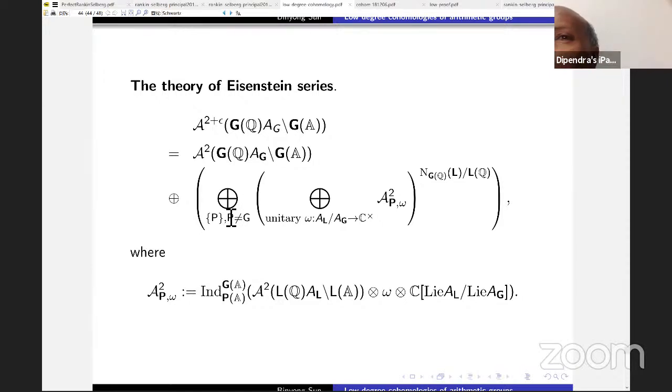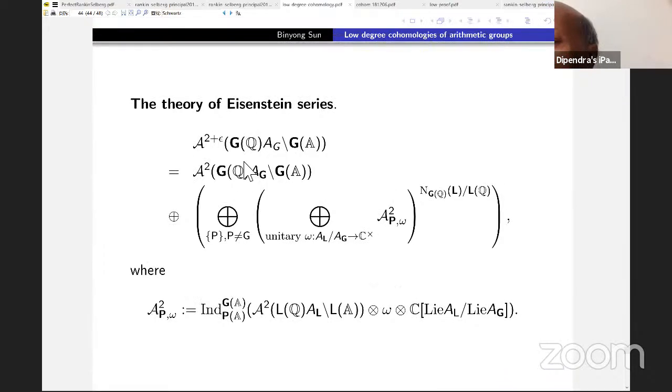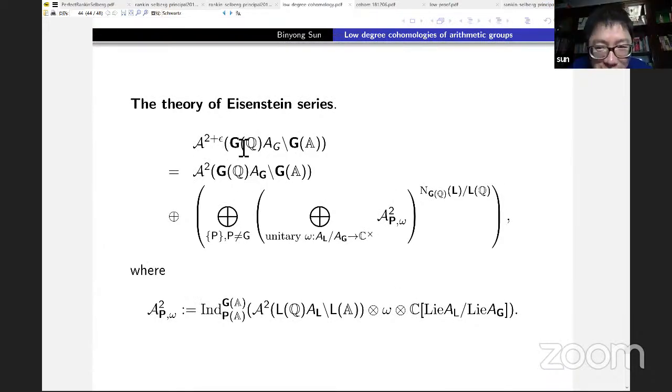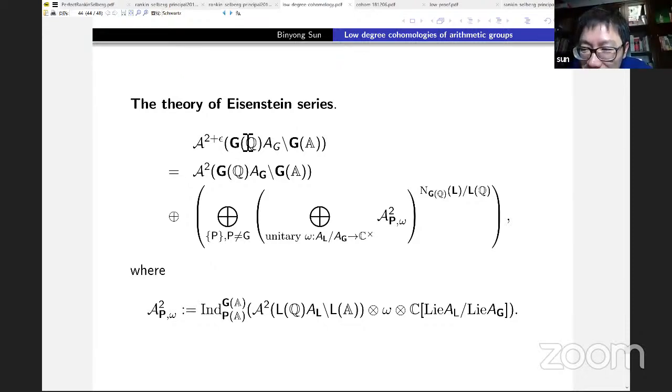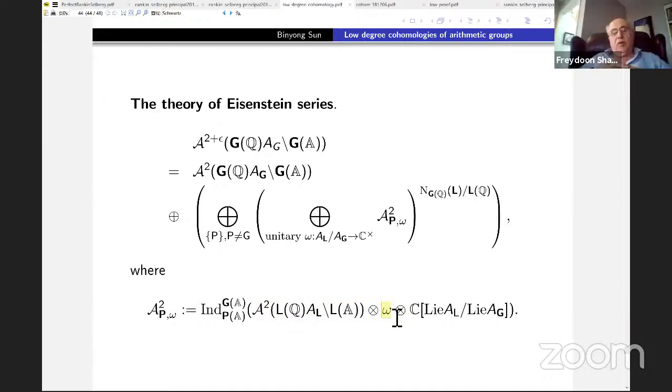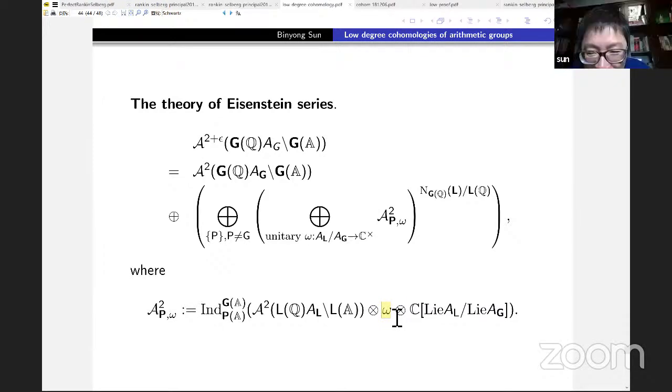I see. This is the usual theory of Eisenstein series due to Langlands. 2 plus epsilon is 2 plus something else. 2 plus epsilon is tempered. Yes, this is the tempered part, a unitary induced representation. This omega is a unitary character. This is the non-discrete part, the continuous part.